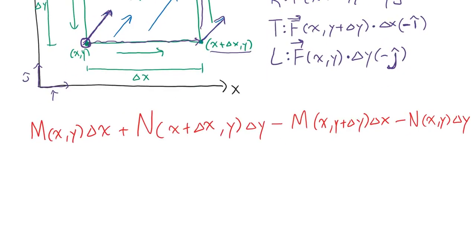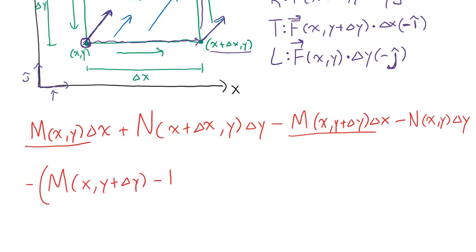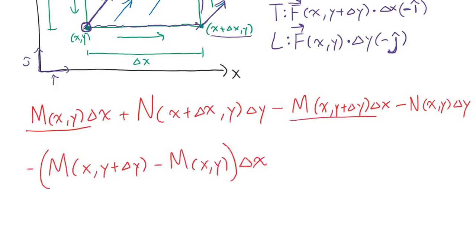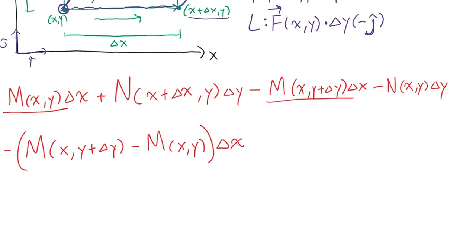Well, now let's group these together. So we have these m terms. What we'll do is we'll actually take a negative out, and then we will multiply. So negative, and then m of x comma y plus delta y, and then minus m of x comma y. Notice that if we distributed this negative, it would equal what we end up having. And then we can distribute the delta x out. And then what we'll have is, well, now we can just add this. So n of x plus delta x comma y, and then minus n of x comma y, and then delta y.